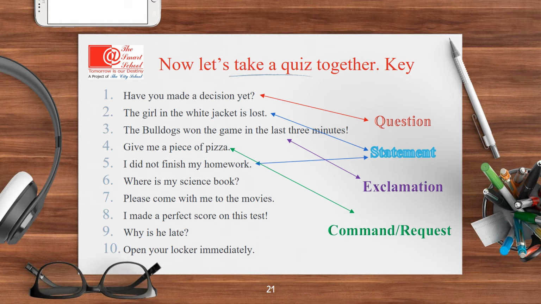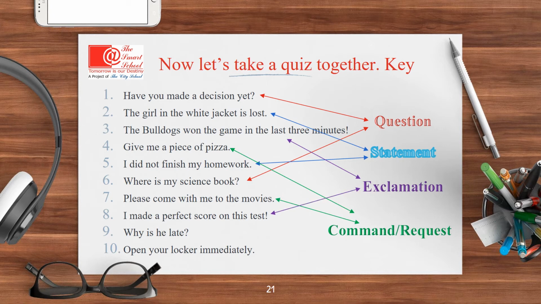Where is my science book? Yes, it's a question. Why? Because it is ending with a question mark and asking us more about the science book. Please come with me to the movies. Yes, it's a request. I made a perfect score on this test. This shows excitement about somebody who has scored very well in the test.